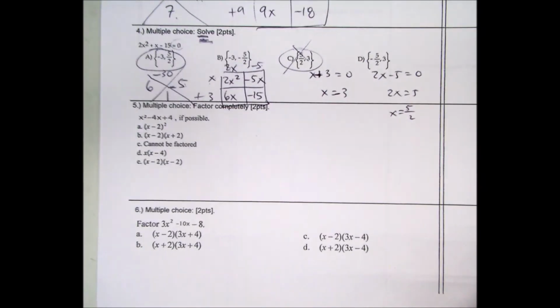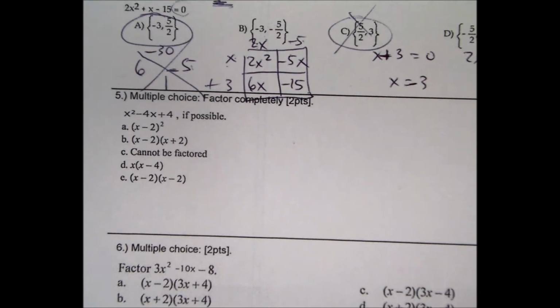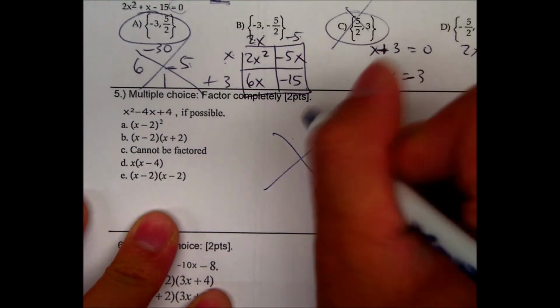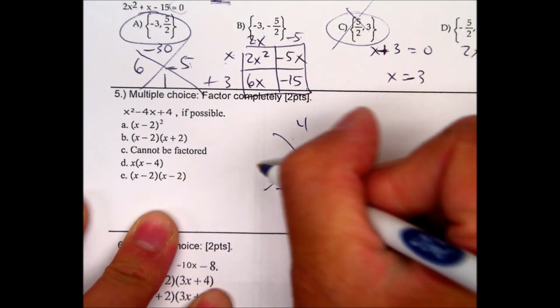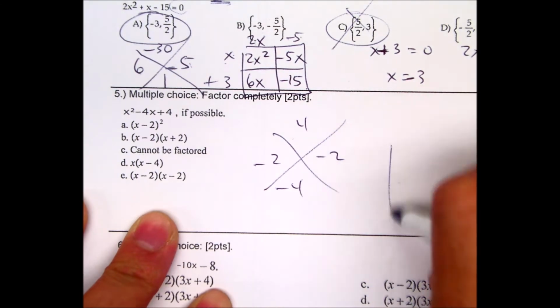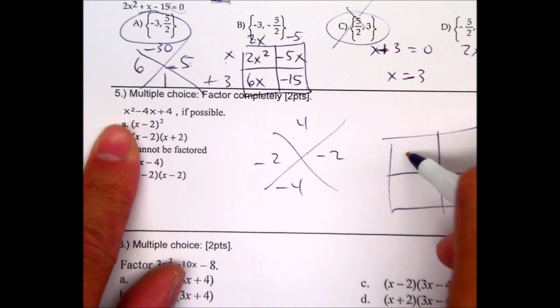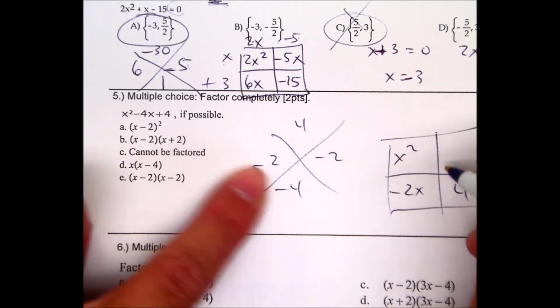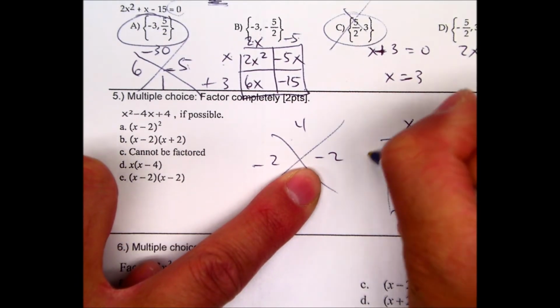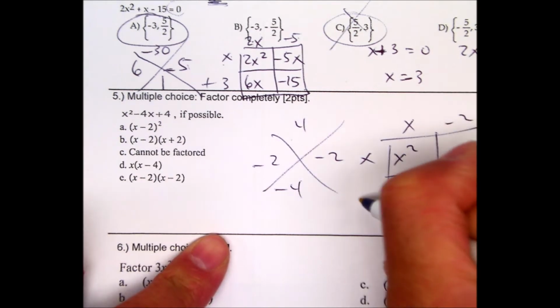Question number 5. A lot of you guys are asking me. A times C, my B value is -4. So that'll be -2 and -2. Put it into your box. X squared, 4, -2, -2. And you realize that they'll just be x minus 2, x minus 2.